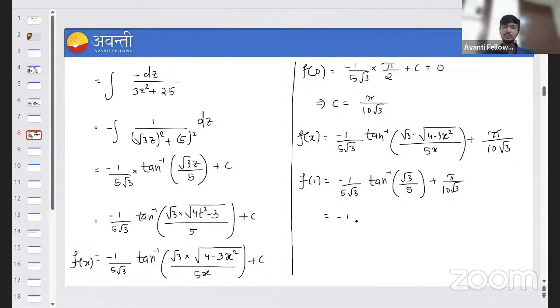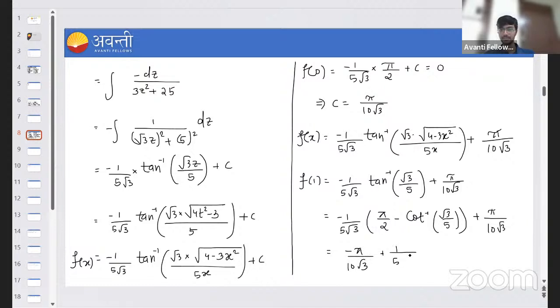Now tan inverse ko kya likh sakta hoon main? I can write tan inverse as pi by 2 minus cot inverse of root 3 by 5. Why did I do it like this? So I have to compare with RHS. Got it? So plus pi by 10 root 3. So if I open the bracket, I'll get minus pi by 10 root 3 plus 1 upon 5 root 3 cot inverse of root 3 by 5 plus pi by 10 root 3.